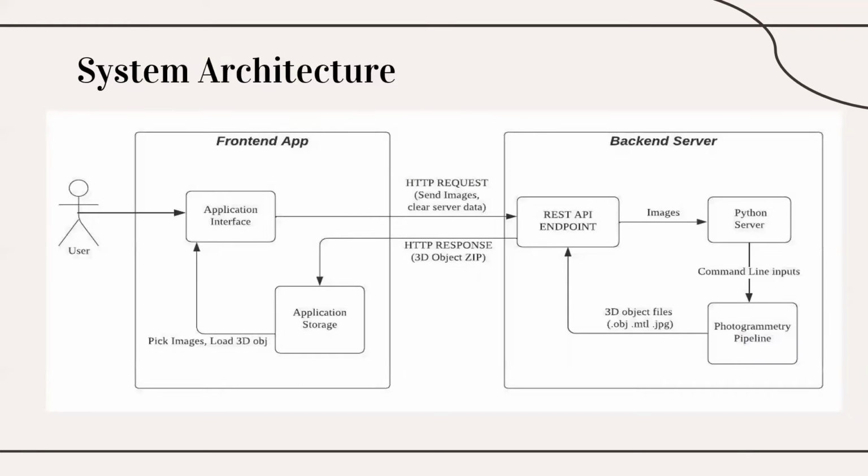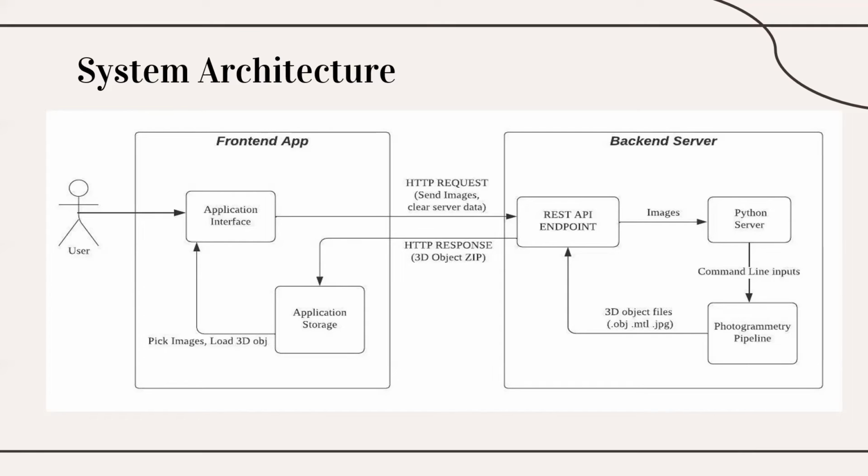A quick run through of the system architecture of the whole project. The front-end app will be built in Flutter to enable the cross-platform compatibility, where its main purpose is to take images and send them to the backend server. Once the backend server receives the images, it will pass these images into a photogrammetry pipeline, where it will process the images and generate the 3D object files, which contain the 3D object itself in an OBJ format, and also the texture files and the different details of the object.